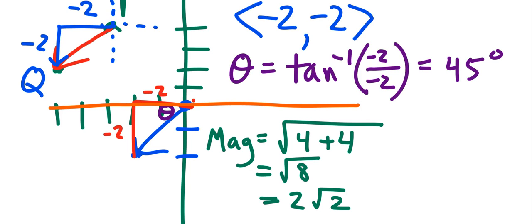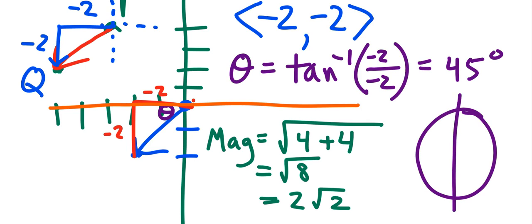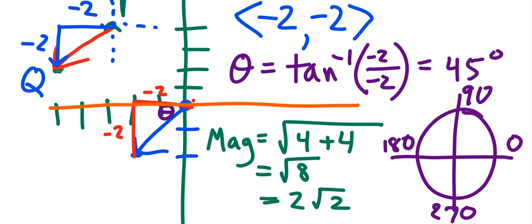Now, direction is measured on the trig scale. Direction is measured on the trig scale. On the trig scale, 0 degrees is over here, and 90 degrees is at the top, and 180 is on the left, and 270 is at the bottom. Direction is measured on this scale.